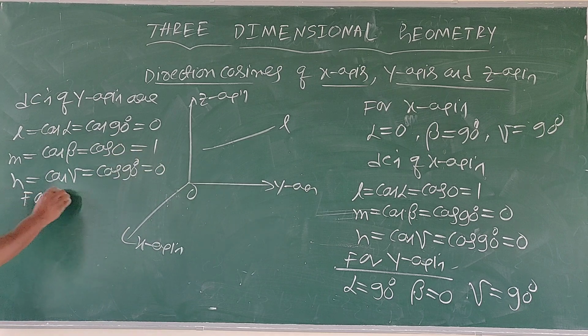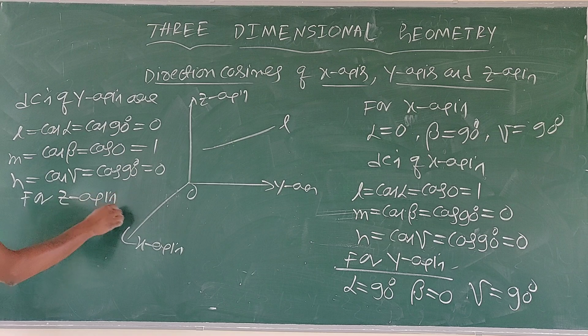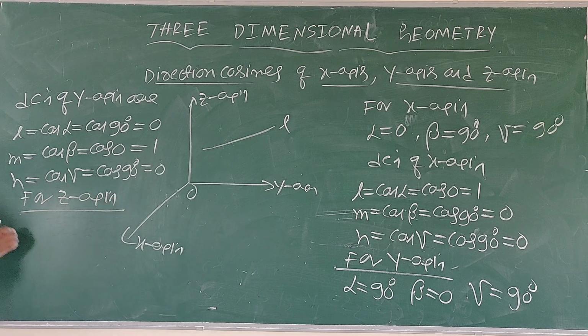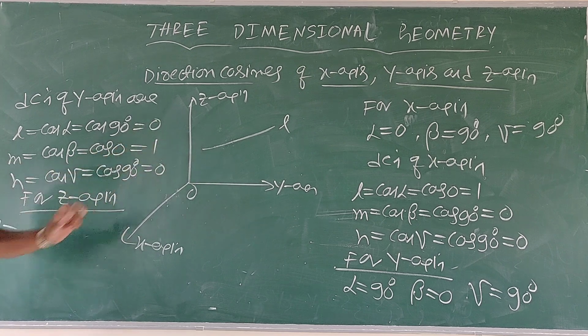For z-axis, tell me alpha value. Alpha, the angle between z-axis and x-axis, is 90.